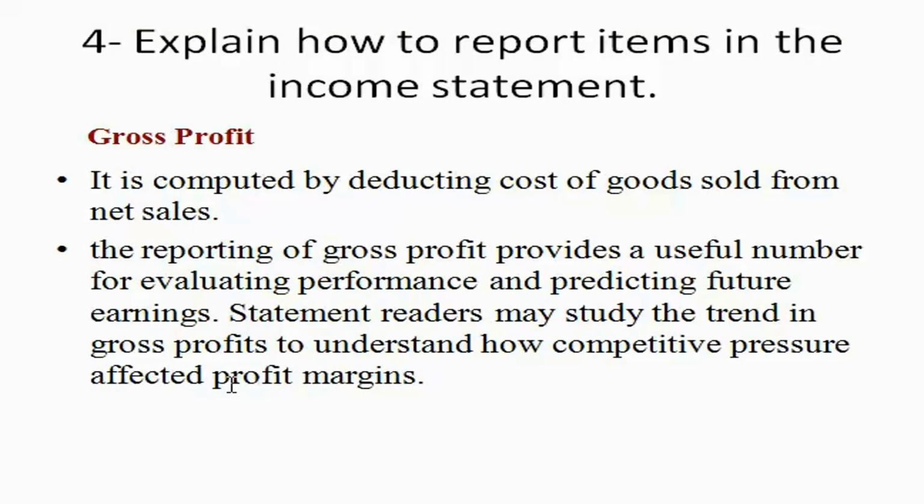طيب chapter objective number 4 explaining how to report the items in the income statement. First gross profit. ايه هو gross profit ده؟ gross profit is computed by deducting the cost of goods sold from net sales. وعرفنا ان net sales ده هو عبارة عن ايه؟ هو total sales minus any sales discount or return and allowances to get net sales.